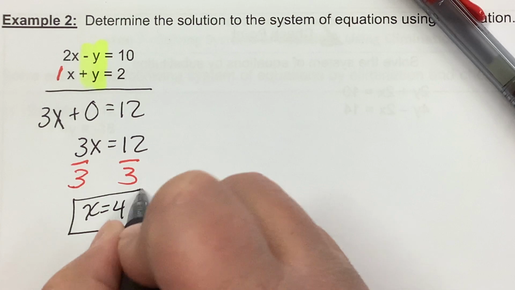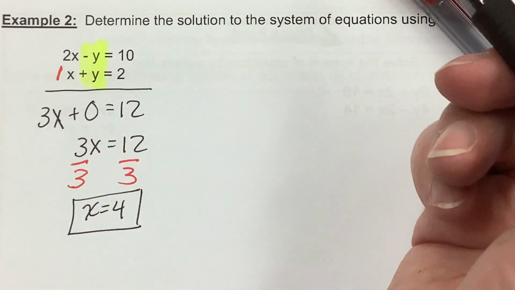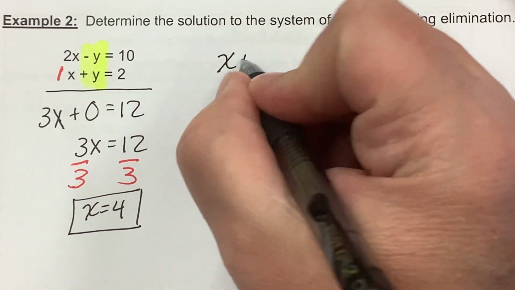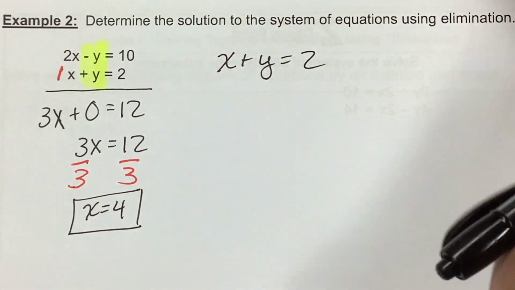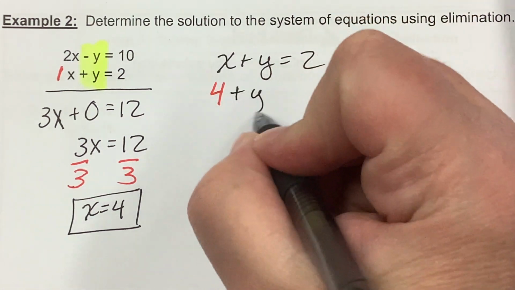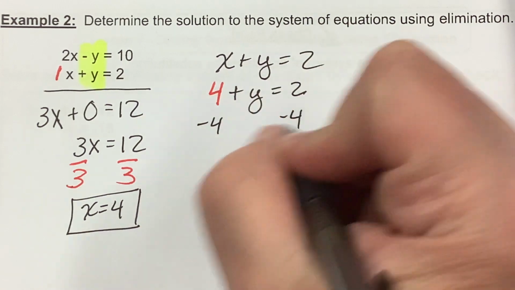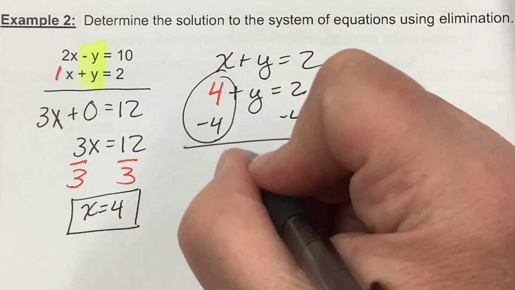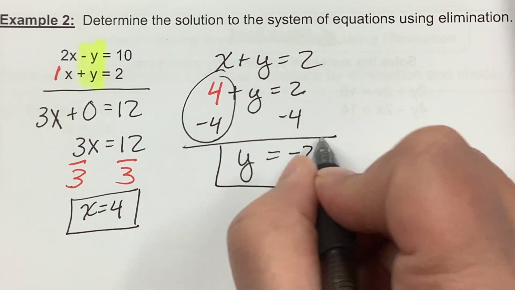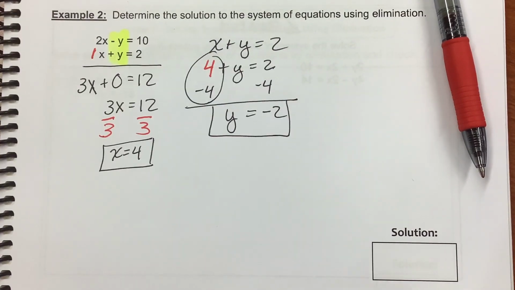So now I have half of my answer. I still need to go back and find y. Oh, lucky us, I have positive variables on this second one. X plus y equals 2. For this one, 4 plus y equals 2. I'm going to minus 4 from both sides. 4 minus 4 is 0. Y equals 2 minus 4 is negative 2. So now I have a solution. I also have, dun, dun, dun, a box for my solution.